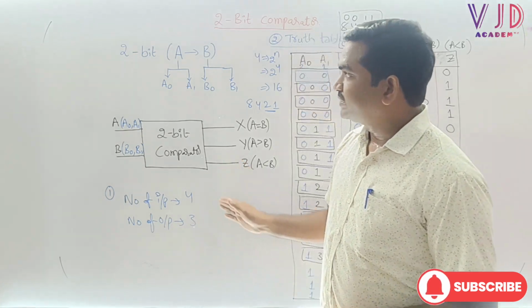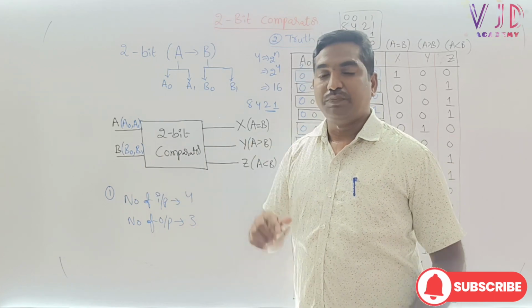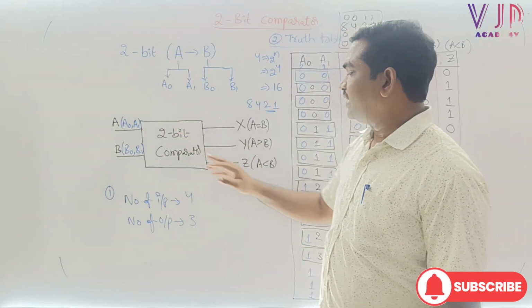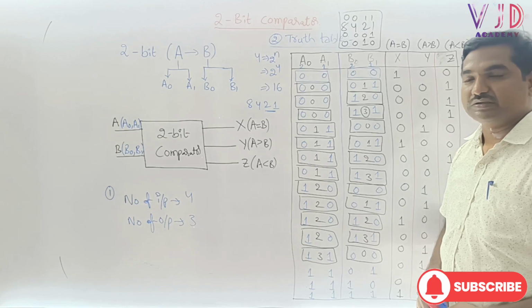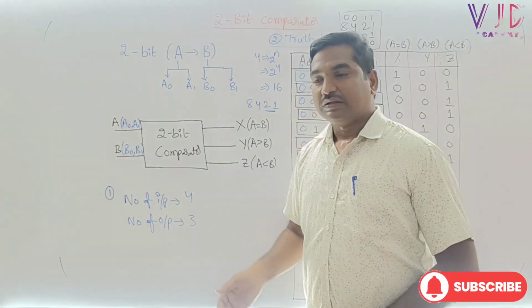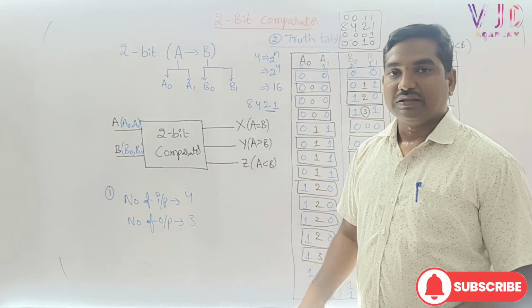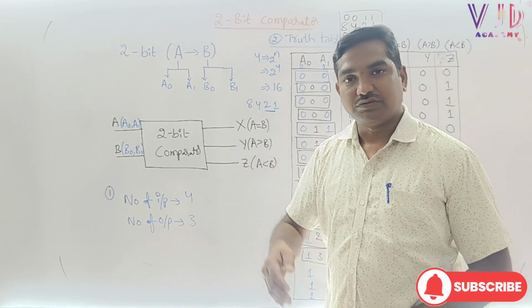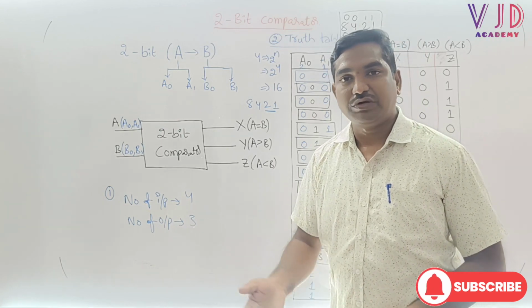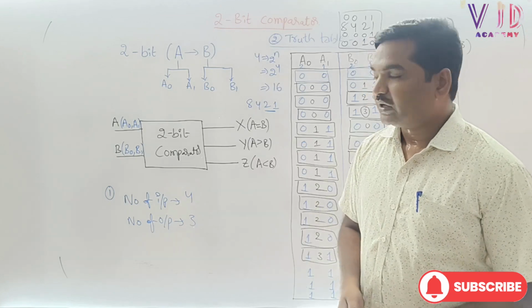Friends, if you see a 1-bit comparator, the truth table has 4 input combinations. For a 2-bit comparator, we have 16 input combinations. And if you go for a 3-bit comparator, a 4-bit comparator, the truth table combinations may go up to 32, then 64 input combinations, 128 input combinations, 256 input combinations, 512 input combinations, 1024 input combinations.